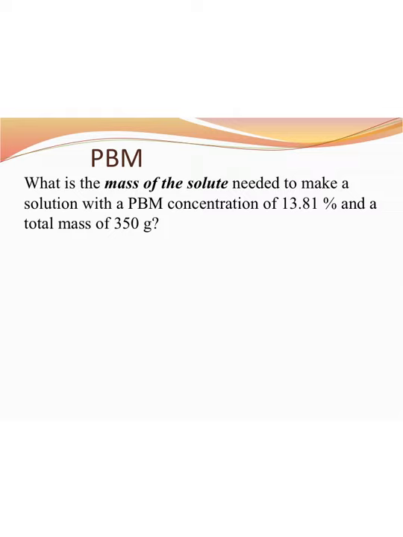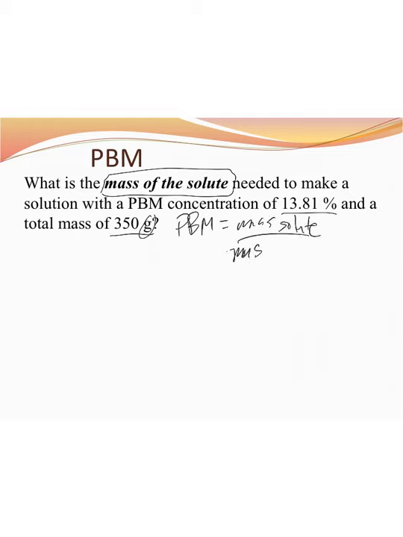So for this one, I'm looking for what is the mass of the solute. I'm given the mass total of the solution, and I have the percent right here. Obviously, you see the word mass, you see another mass, which is gram, and you see percent is going to be percent by mass. And what am I going to try to find? I'm trying to find the mass of the solute, so I want to get that by itself.